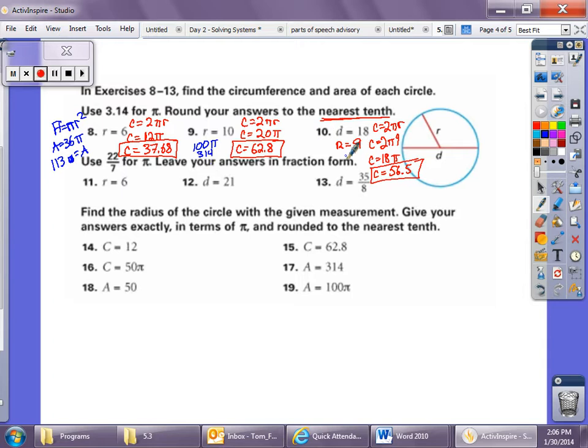And now we know that the radius is 9, so 9 squared, so we're going to get the area is 81 pi, and 81 times 3.14 gives us 254.3.